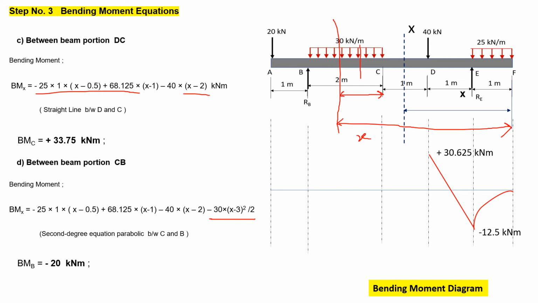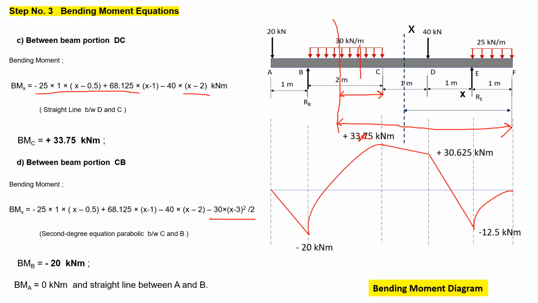When you put the value of x in the above equation, x will be 2 plus 1 plus 1 plus 1, that means 5. And the bending moment at A is 0 since it is a free end, and the diagram between B and A for the bending moment will be a straight line. So this is the way we can draw. Here this is a straight line, that means an inclined line, this is a parabolic curve, and this last one is an inclined line. Thank you.